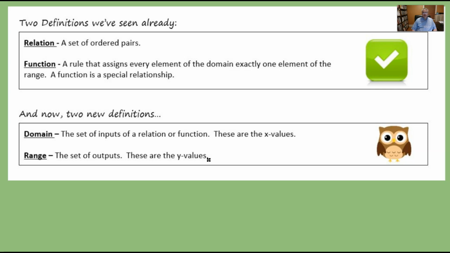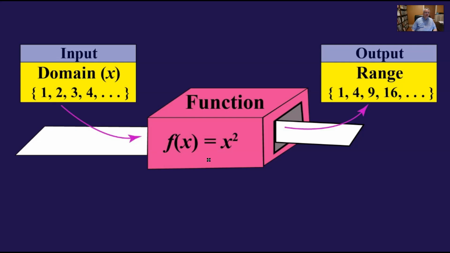The first is domain. The domain is the set of inputs to a relation or function. These are the x values, while the range is the set of outputs that come out of the function or relation. These are the y values. Here's a picture of it. We have a function here, and the numbers going into the function, that's the domain, the set of inputs, and the set of outputs are the numbers coming out of this.